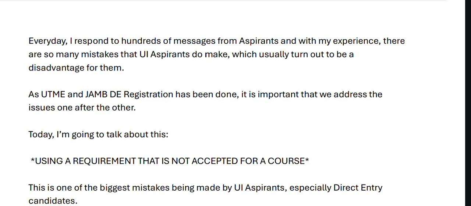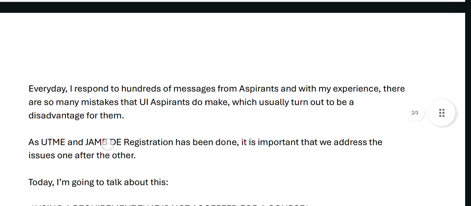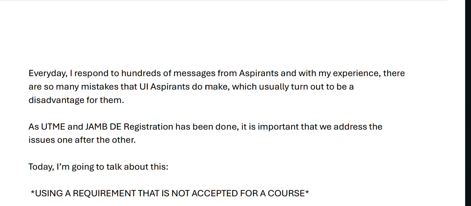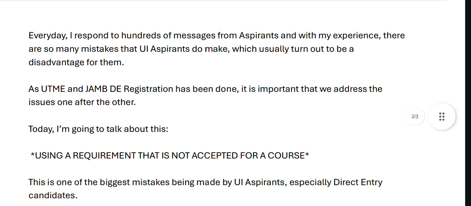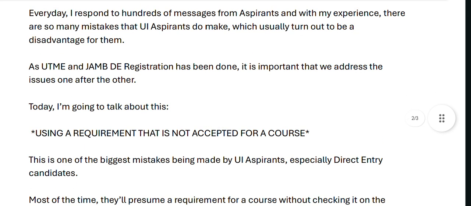So in this part I'm going to explain some mistakes that I observed that many candidates used to make. Without wasting time, every day I respond to hundreds of messages from aspirants, and with my experience there are so many mistakes that you aspirants make which usually turn out to be a disadvantage for them. This message was just pasted.